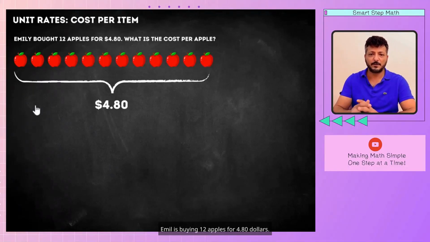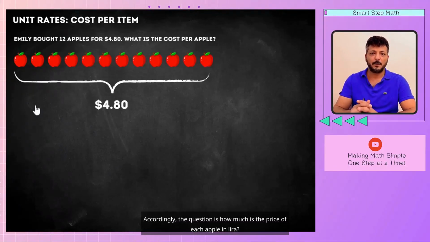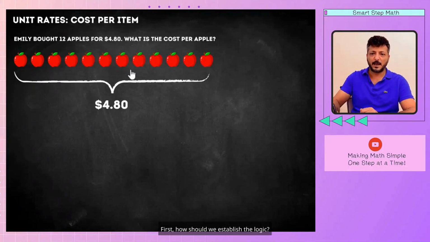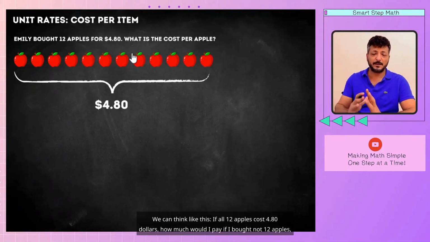Emil is buying 12 apples for $480. Accordingly, the question is how much is the price of each apple in lira? First, how should we establish the logic? We can think like this.